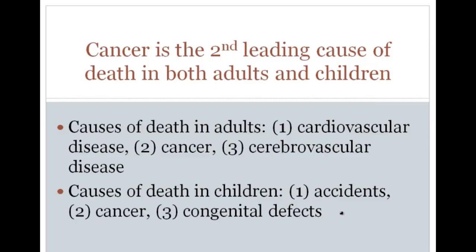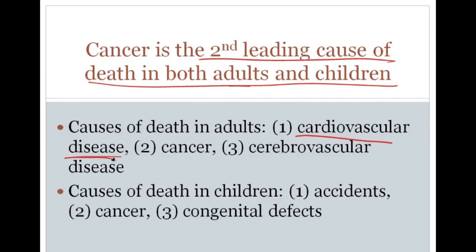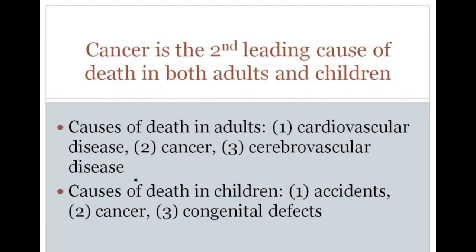First of all, cancer is the second leading cause of death in both adults and children. It's important to know that generally speaking, the major causes of death in adults are, number one, cardiovascular disease. So that probably tells you that cardiovascular disease is important to be familiar with. You're going to see a ton of it in your careers, and you're going to see a ton of it on examinations. Cancer is the second leading cause of death in adults, so we should be well aware of cancer, and we're going to see it commonly. And the third is cerebrovascular disease. So these are the three leading causes of death in adults.